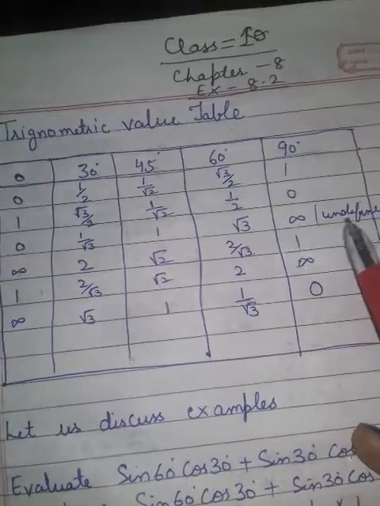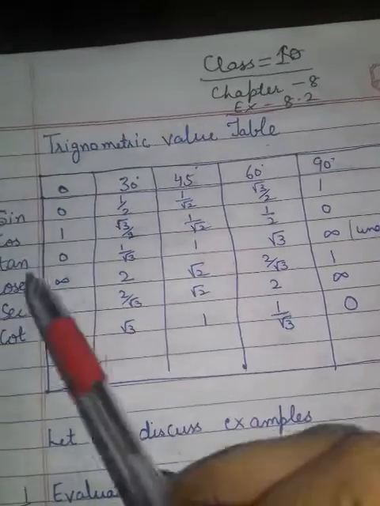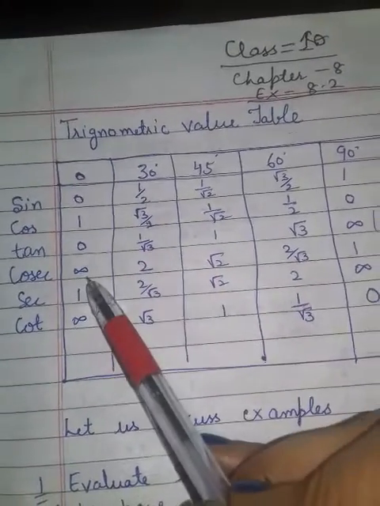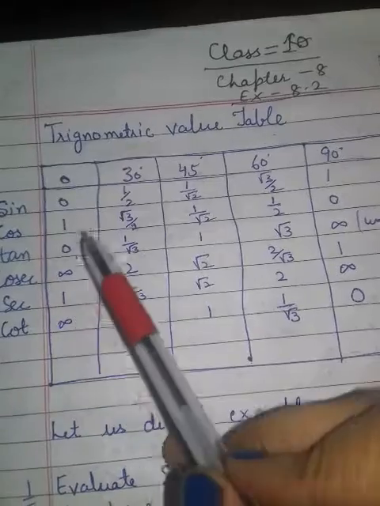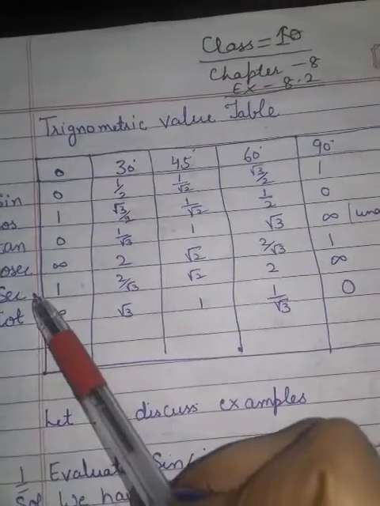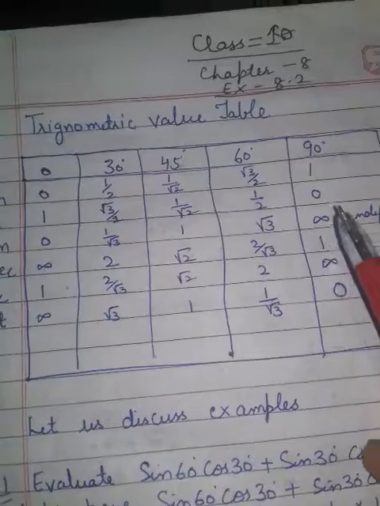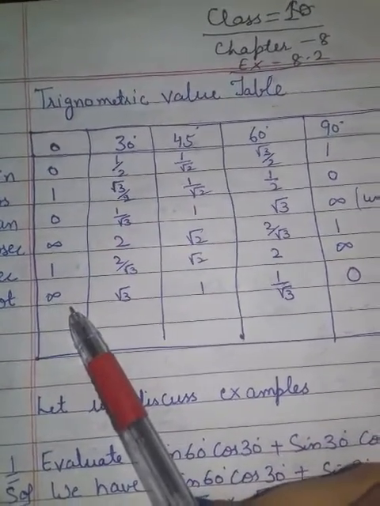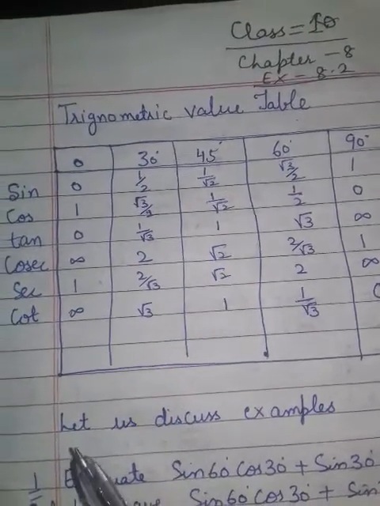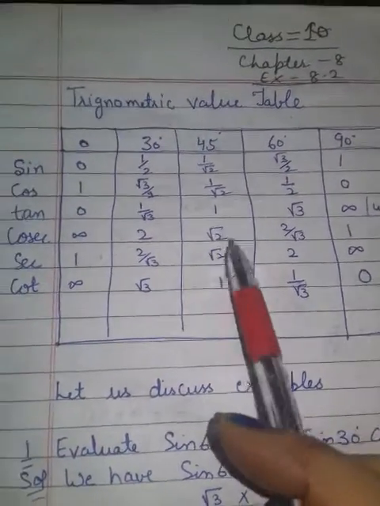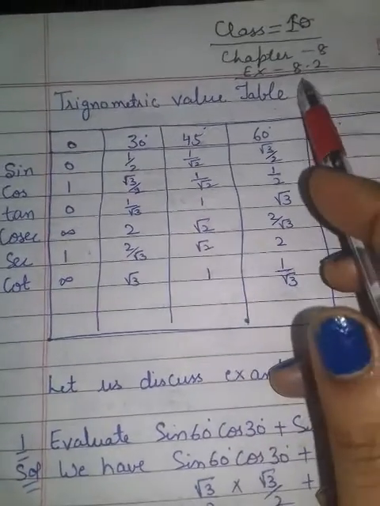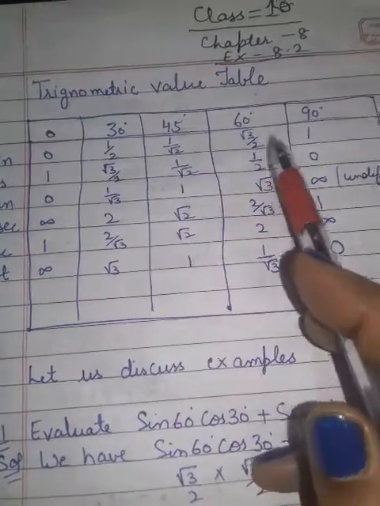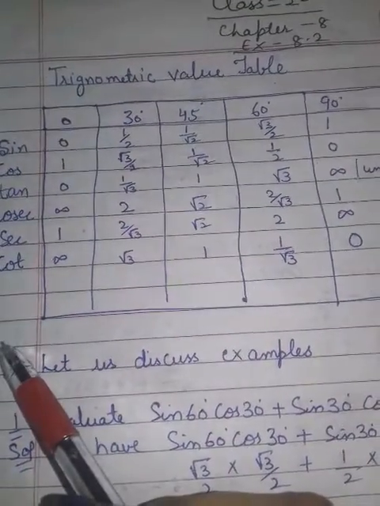So I have made one symbol here. This is known as undefined, or infinity. Tan 90 is undefined, cosecant 0 is also undefined, cot 0 is also undefined, and secant 90 is undefined. These 4 values are where your trigonometric function will be undefined. Clear? Now you have to remember these values and how they came, because this exercise is fully dependent on this table. Clear? For 0, 30, 45, 60 and 90, this is how you will write the ratios.